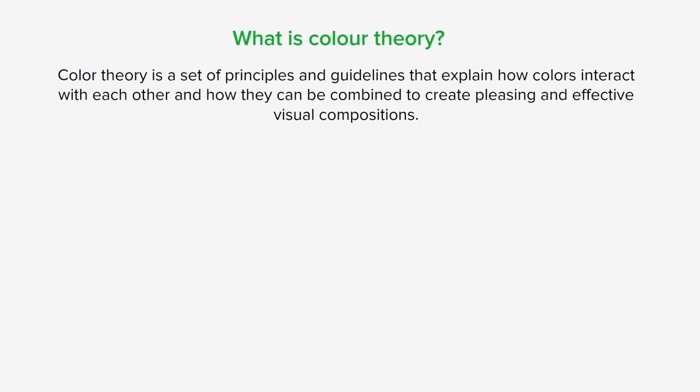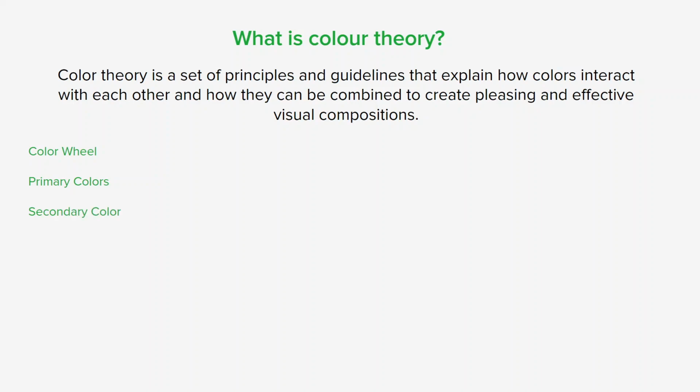So here are some key aspects of color theory. The first one is talking about the actual color wheel. The color wheel is a circular diagram that displays the primary, secondary, and tertiary colors, and it provides a visual representation of how colors can relate to each other. Then you have the primary colors, and these are the three basic colors from which all colors are derived. In traditional color theory, the primary colors are red, blue, and yellow.